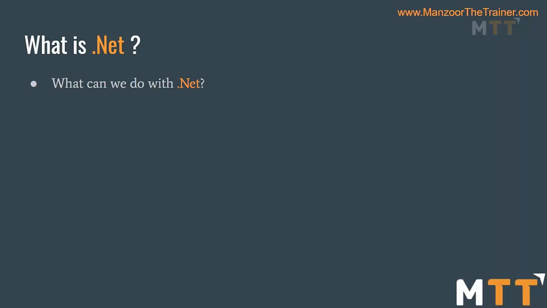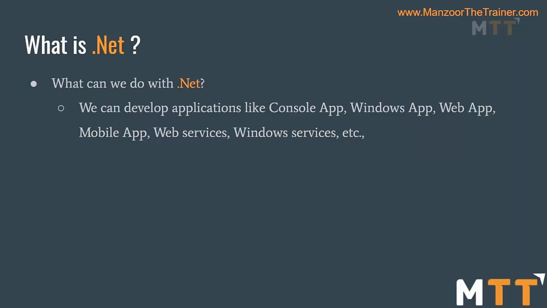Now the latest releases of .NET Core are supporting IoT, Internet of Things. It is supporting machine learning. It is supporting artificial intelligence. So a lot of things. In simple words, you can develop any kind of application that you require with the help of .NET Core. You can develop applications like console app, Windows app, web app, mobile app, web services, Windows services, anything.